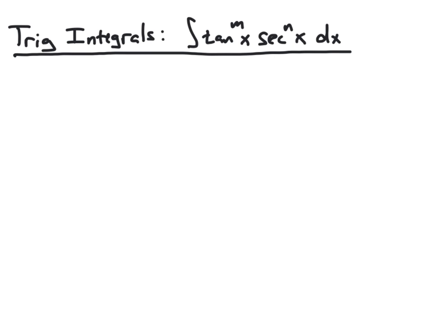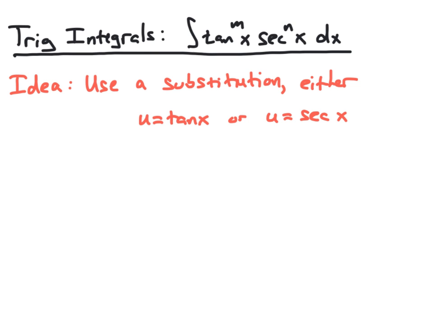In this video, we're going to look at how to evaluate trigonometric integrals that involve a product of powers of tangents and secants. The key to evaluating these types of integrals is to ultimately make a substitution, much like we did when we were looking at powers of sines and cosines, where one of the two powers were odd.